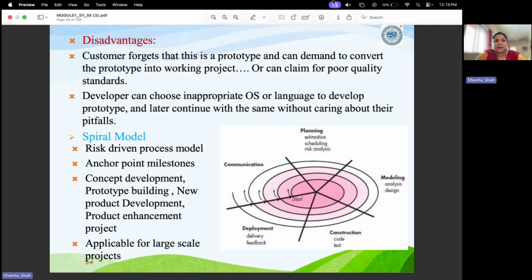Now, to overcome these disadvantages, the next model was introduced, that is the spiral model. The spiral model is a kind of spiral that continues again and again. It is a risk-driven process model, with anchor point milestones, concept development, prototype building, new product development, product enhancement projects, and it is applicable for large-scale products. For example, many e-commerce products available in the market are developed on the basis of the spiral model. Early on, they require a few functionalities, and on that basis the app or product is launched. Then on the requirement of the customers and stakeholders, the product is updated.